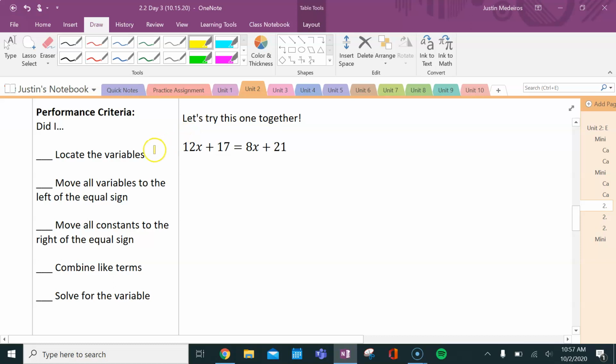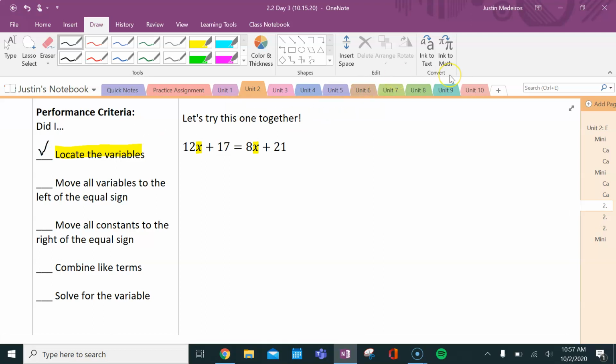So the first thing you want to do is locate the variables. We're going to look at this equation here and locate or highlight the variables. So x being a variable and this x being a variable. Understanding that the variables are on both sides of this equal sign here, so we can check that off.